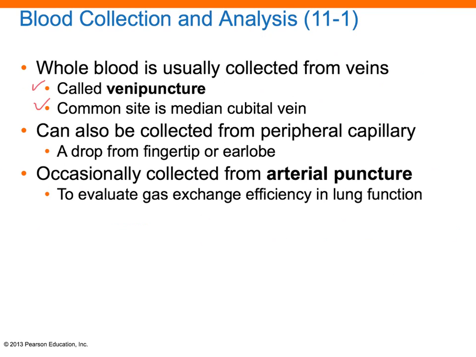Sometimes blood could be collected from a fingertip or earlobe, so we call these peripheral capillaries. In the blood lab, we collect it from the fingertip, and sometimes it's collected from an arterial puncture. This is done when we want to evaluate gas exchange efficiency in the lungs.